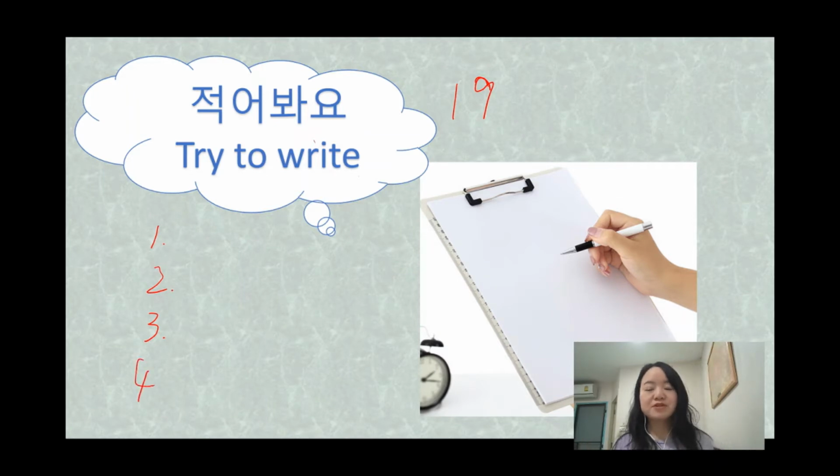Okay. Then number 4. Mobile phone number. 제 핸드폰 번호가 010 5437 105. One more time, second time. 010 5437 105.